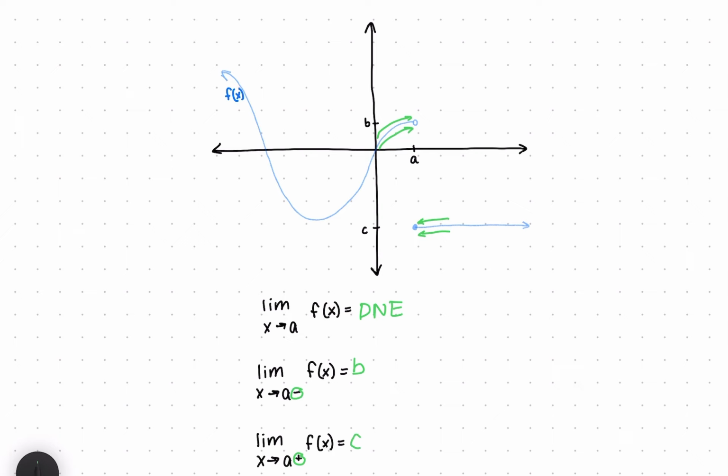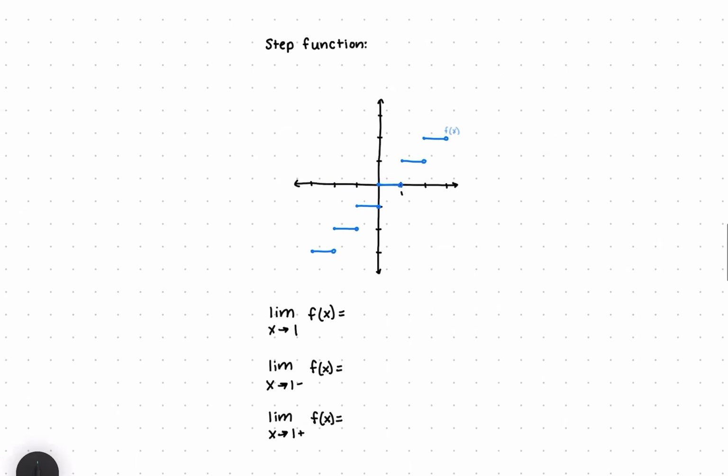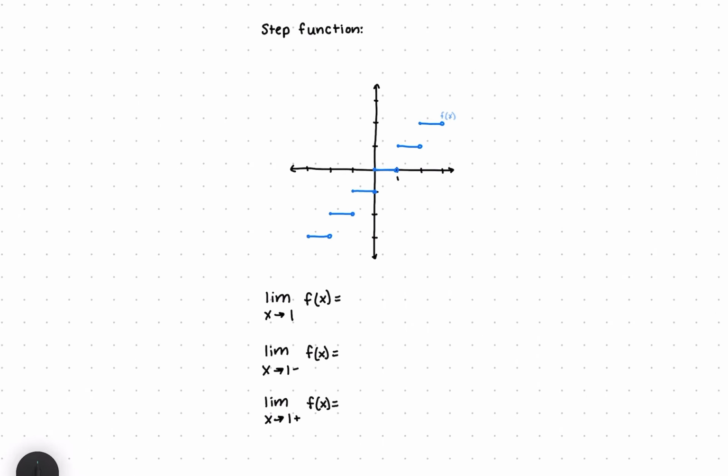So now that we've defined a one-sided limit and explored its uses, let's take a look at some practice problems. You might have seen a very similar function to this one, which is known as a step function. We're going to start by evaluating what the normal limit for this function would be. So we'll start with the limit as x approaches 1 for this step function.